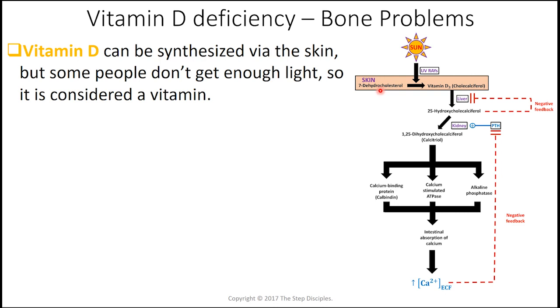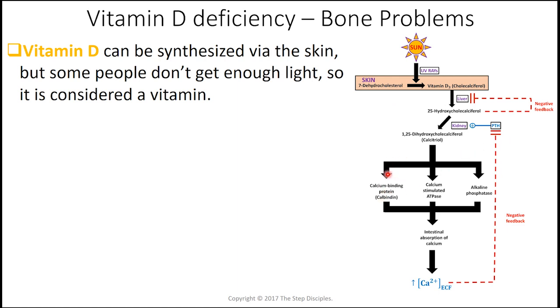So it turns out that UV light rays can actually convert a cholesterol derivative, 7-dehydrocholesterol, into vitamin D3, which is cholecalciferol. That can undergo a conversion in the liver, and then another conversion in the kidney to ultimately form the active hormone, which is 1,25-dihydroxycholecalciferol, or calcitriol.